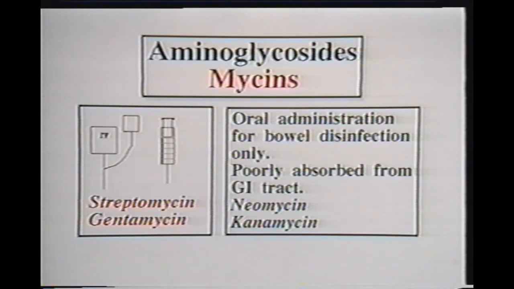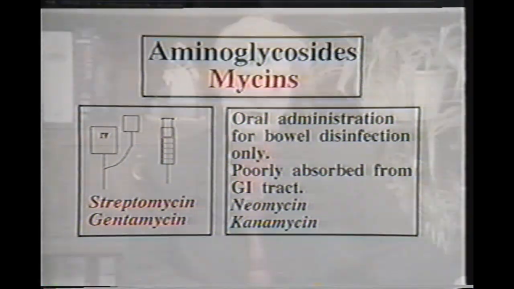So if you want to clean out the gut, get rid of the bacteria in the gut, then you give neomycin or kanamycin by mouth. If you want to treat a systemic infection, you must give streptomycin, gentamicin, for instance, IV or IM.